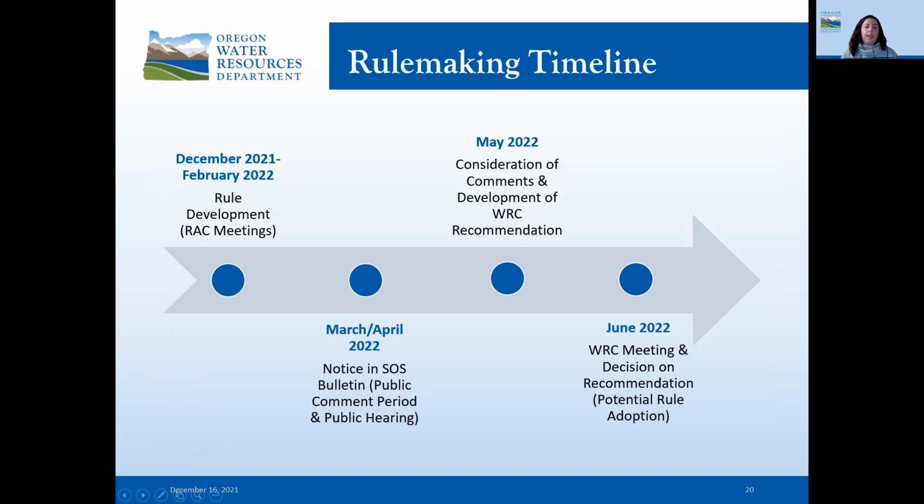So our rulemaking timeline for this rulemaking is pictured here. As I mentioned, we are currently in the rule development process. So we're in that first stage there. And we expect to hold several RAC meetings throughout the beginning of this next year in order to develop the draft rules. And those will be what will go into the Secretary of State notice, which we are anticipating filing either in March or April of next year. Following that publication and the public comment period and public hearing, we will be considering all of the comments that have been received and developing our recommendation for the Water Resources Commission. That will most likely be occurring in May, and then the commission meeting is in June, and they will be hearing that staff report and recommendation and making a decision on these proposed rules and whether to adopt them.